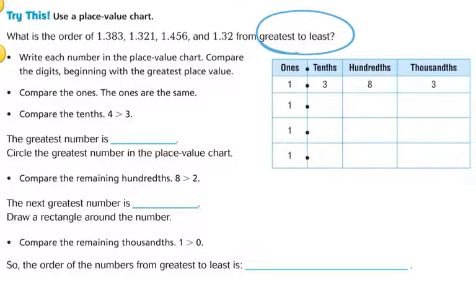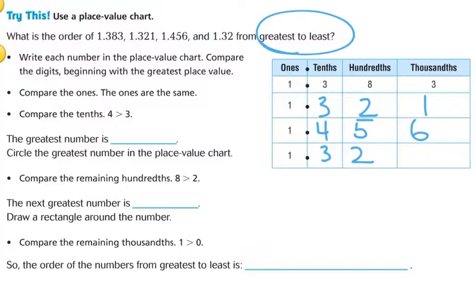So now, boys and girls, we can see that this problem's a little bit more tricky because it's the opposite. Last time we were doing least to greatest. Now we're going to do greatest to least. So we're going to write each number in the place value chart, and we're going to compare the digits beginning with the greatest place value. So boys and girls, if you look on our side, you can see that I completed the place value chart by filling in these decimals.